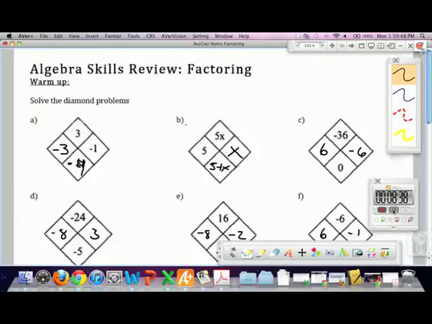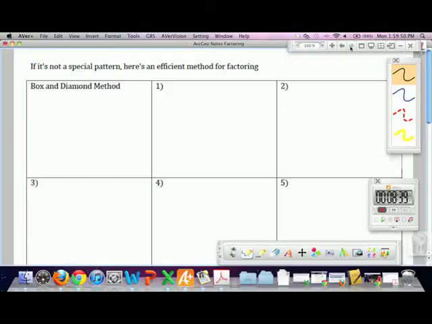If we're not so lucky, then we're probably going to have to use our fallback, a method called our box and diamond factoring method. Hopefully you remember it. If you don't recall, we'll jot down the steps for those of you that didn't have high school algebra here. You took it in middle school. We'll jot it down real quick.